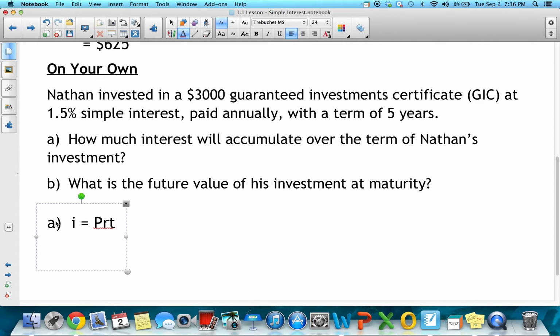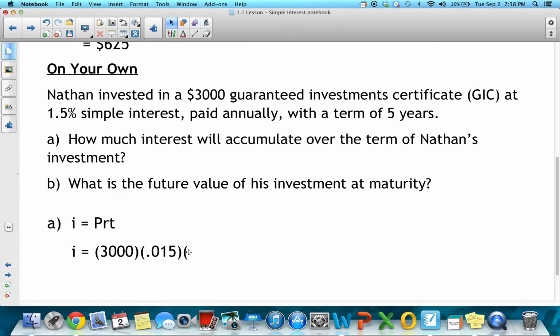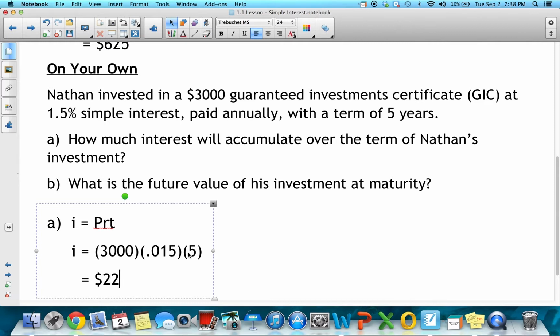So again, starting with the simple interest formula, you should get into the habit of always starting your work by writing down the formula. So I is equal to PRT. Again, we're looking for the interest. So I is going to be equal to the principal, which is $3,000. The rate is 1.5, so we're going to change that to a decimal form. And the time in this case is 5 years. So when we do those calculations, 3,000 times 0.015 times 5, we end up with $225.